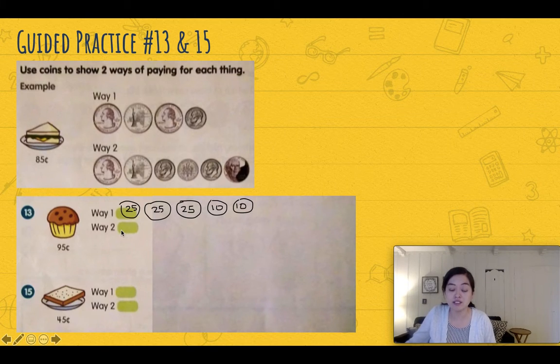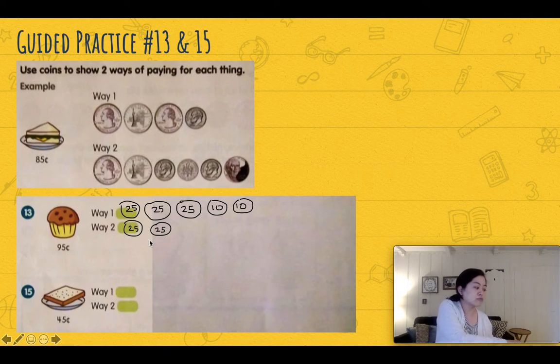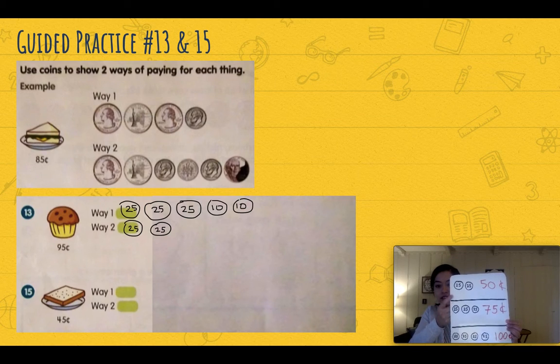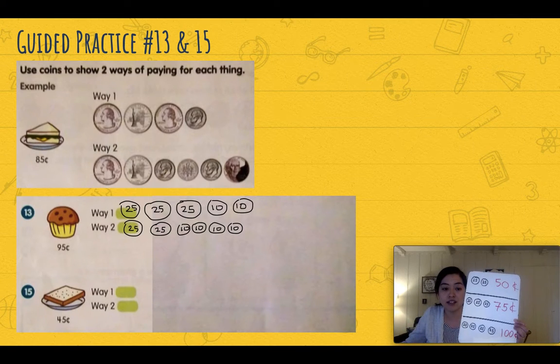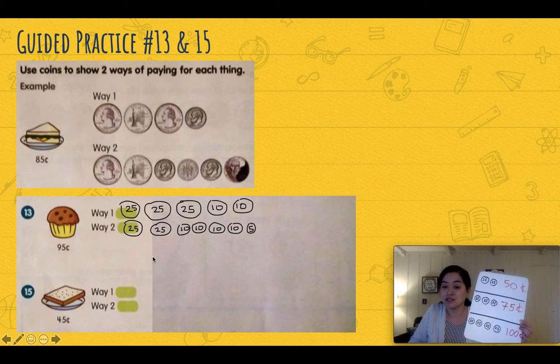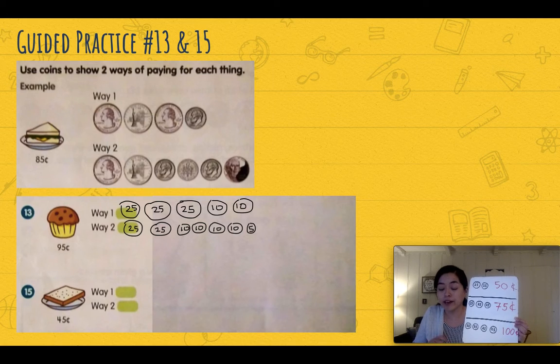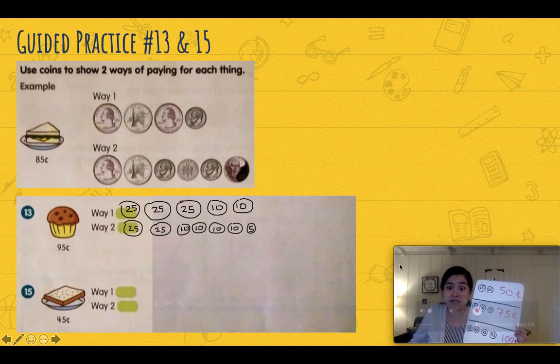So that's one way. Let's try another way. Instead of 3 quarters, I'm going to add 2 quarters. Okay? And 2 quarters makes how much? It makes 50 cents. Then I'm going to add dimes to get as close to 95 as I can, right? So 50, 60, 70, 80, 90. And now I'm just going to add a nickel, which is 95 cents. You might have done it a little bit differently, and that's okay, as long as it adds up to 95 cents. You can even draw 95 pennies if you wanted to, and that would make 95 cents too, okay?